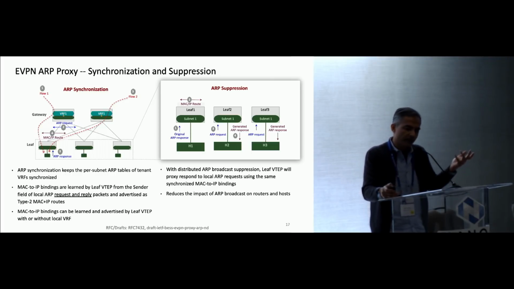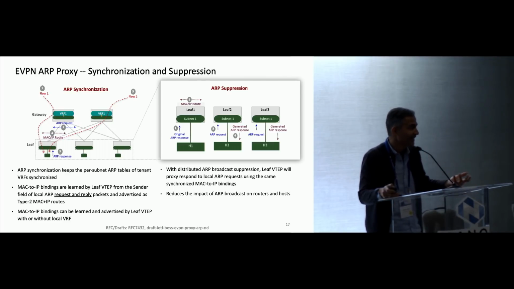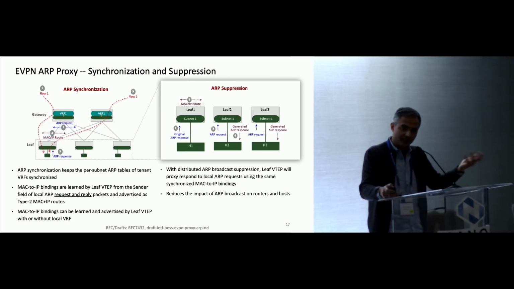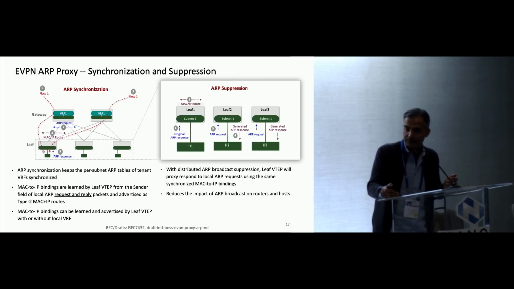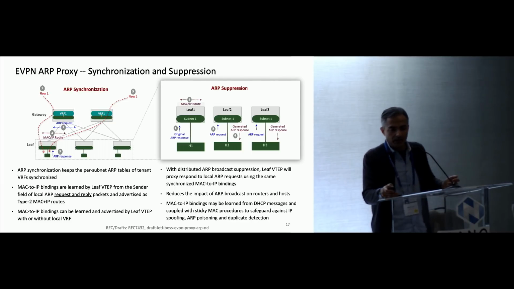There used to be a working group in IETF called ARMD, Address Resolution in Mega Data Centers, because it was such a huge problem in mega data centers, and EVPN just basically addresses this issue for everybody with ARP suppression capability. I'm going to skip this one.